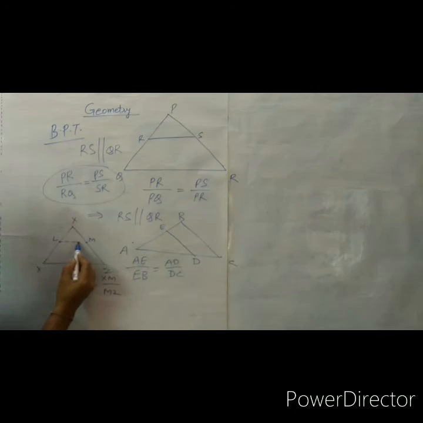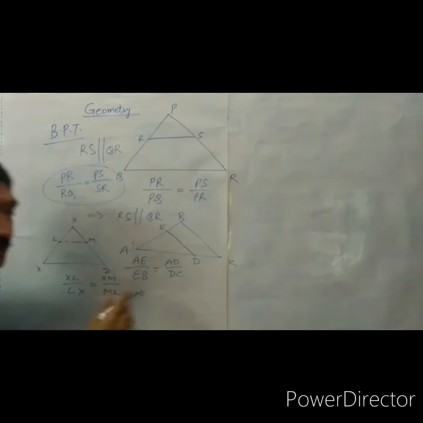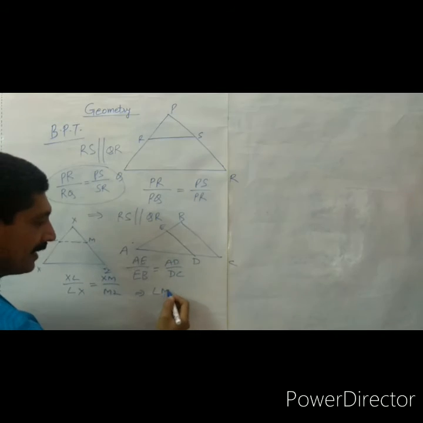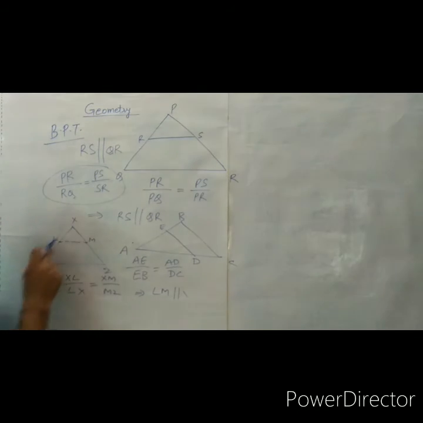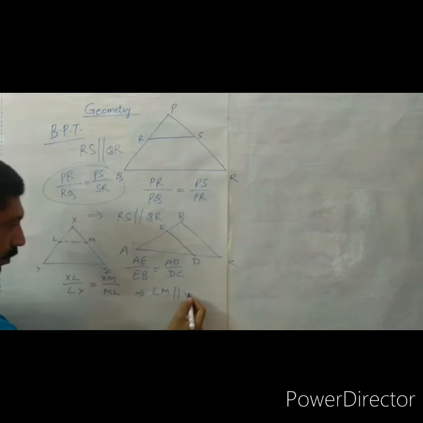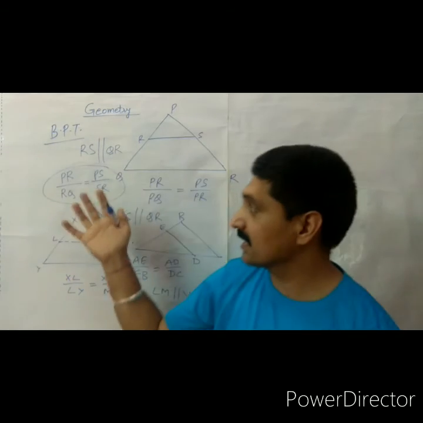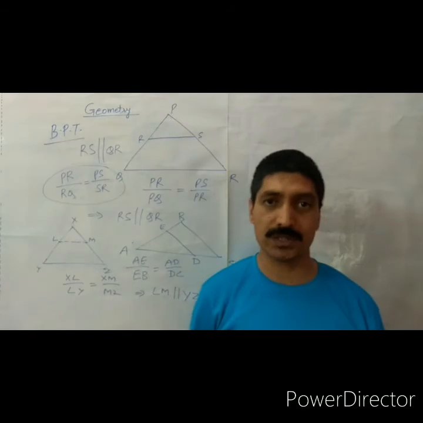If we join LM, then the converse of the basic proportionality theorem says that LM is always parallel to YZ, that is XL upon LY and XM upon MZ. So here LM is always parallel to YZ. So this is the basic proportionality theorem and its converse.